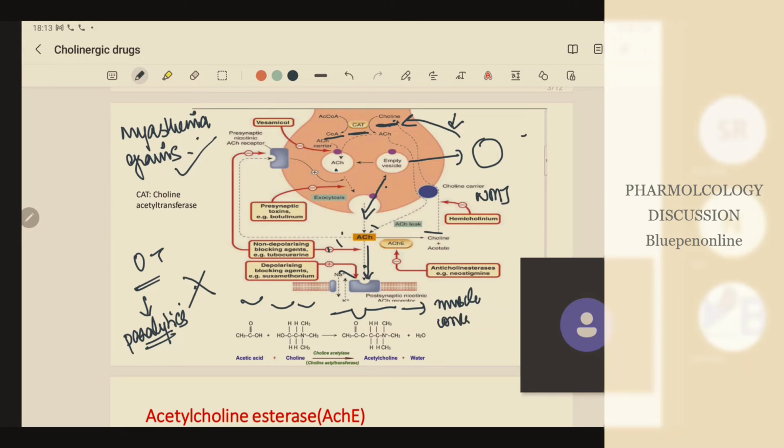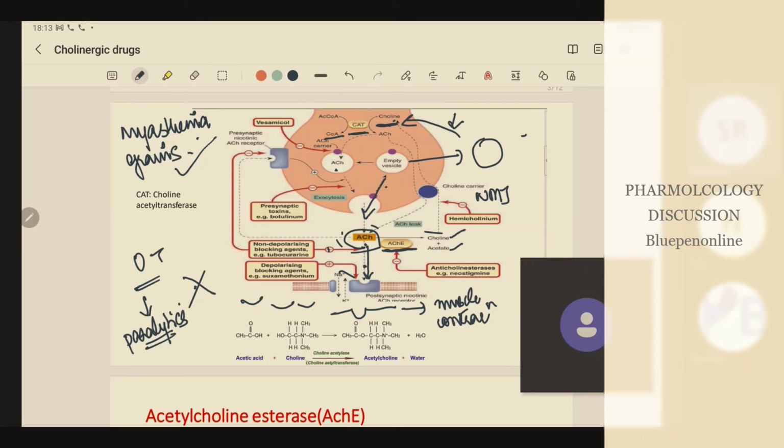Correct? Now, how long can it act? Someday it has to stop, no? So who stops the acetylcholine? There is an enzyme called acetylcholinesterase. Okay, this breaks acetylcholine into choline and acetate.